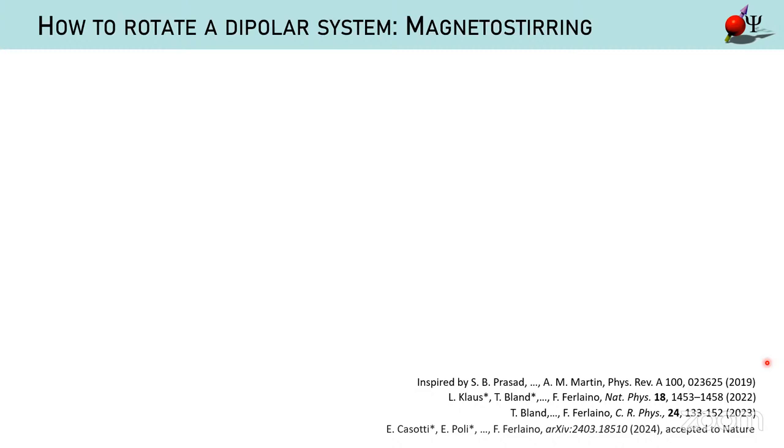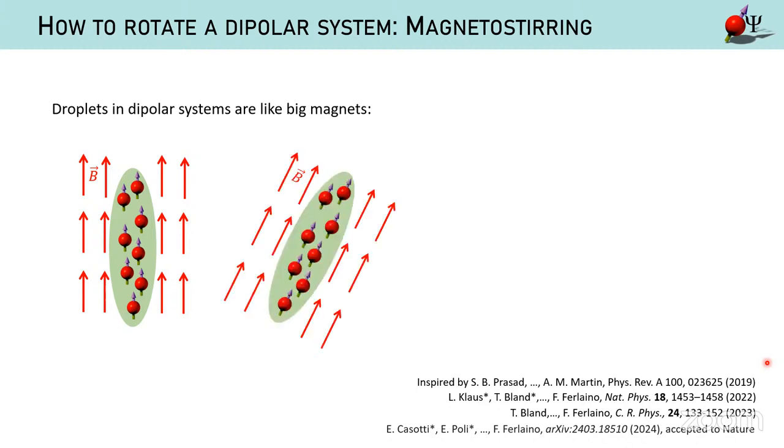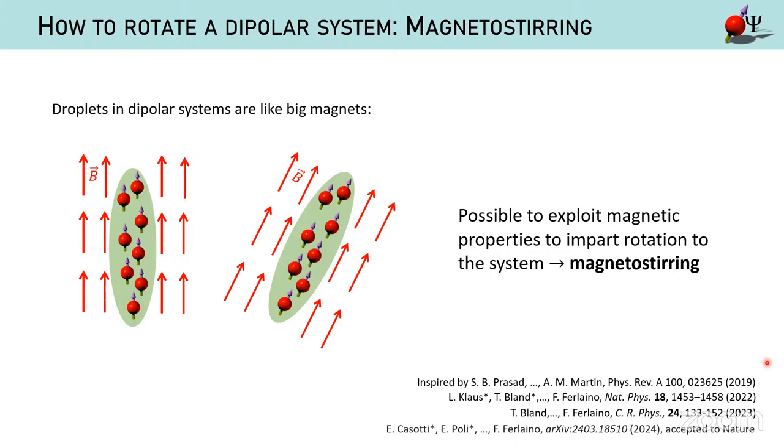So how can we rotate a dipolar system? I told you at the beginning that each atom of our system behaves like a small magnet. But when droplets are formed, and droplets have many atoms inside, these droplets also behave like big magnets. And so they will always point in the same direction as the external magnetic field. So if we tilt the magnetic field, the droplets will also follow the same direction. And if we rotate the magnetic field, the droplets will also follow it. So basically, we can exploit the magnetic properties of our system to efficiently impart a rotation to the system. And this is what we call magnetosteering.